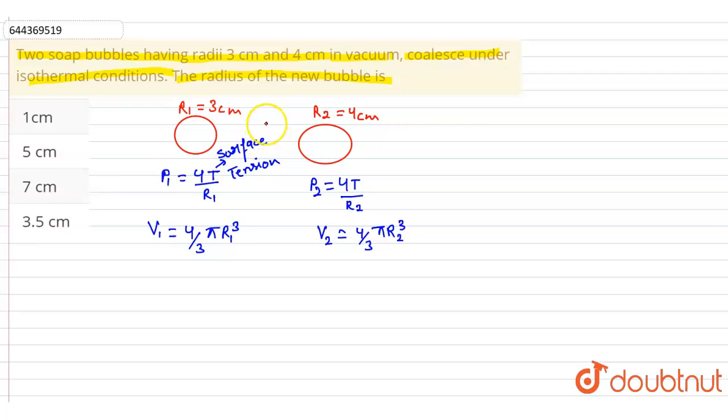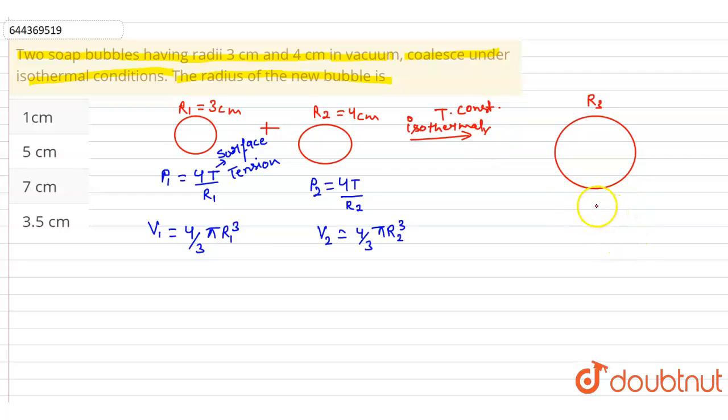Let's say they will combine and form a new bubble having larger radius R3, and they combine under isothermal condition, isothermally, which means temperature is constant.